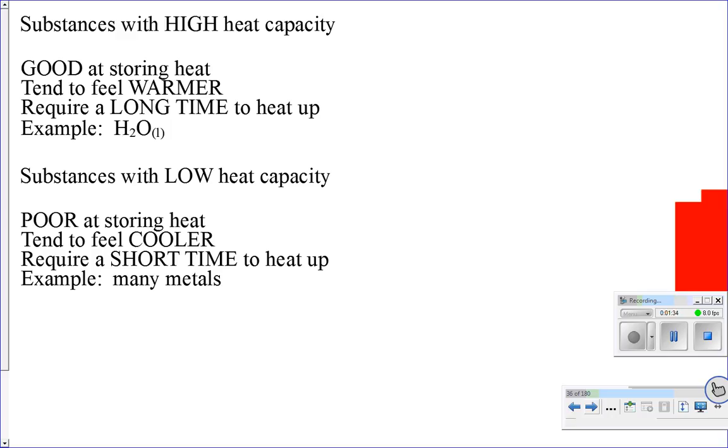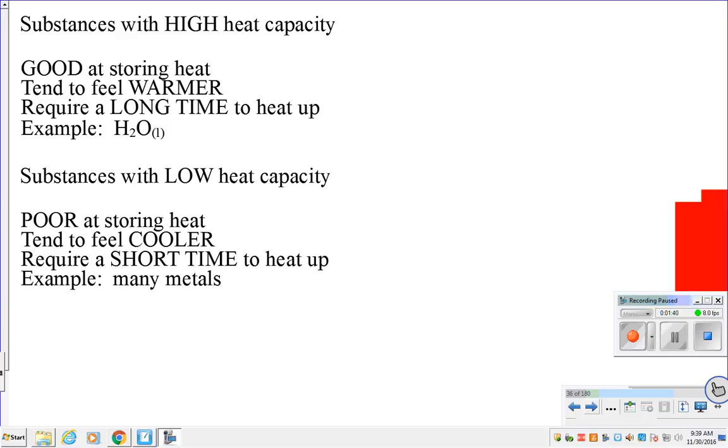Metals tend to have very low heat capacity. So if there's something metal near you and you reach out and touch it, you're going to notice it feels cold. In addition to feeling cold, you're also going to notice if you hold that metal for a minute, it'll heat up really quickly. This comes into play when you're cooking. If you have a metal-handled pot, those handles get really hot very quickly as the heat travels very easily through the metal.